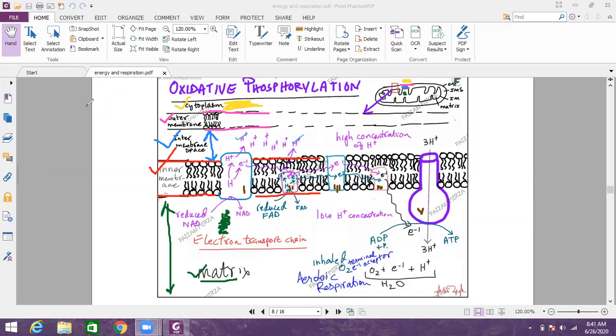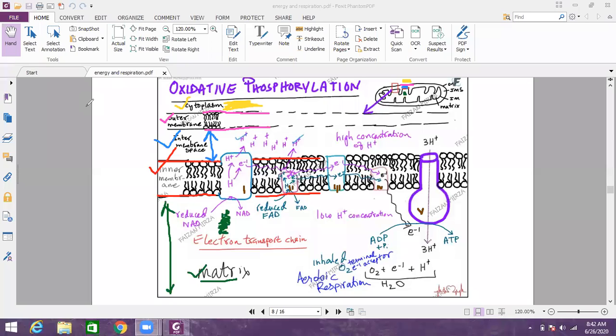Eventually the electrons fall into the matrix, and inside the matrix there is inhaled oxygen. Electron gets added to the inhaled oxygen, and we say that inhaled oxygen serves as the terminal electron acceptor, and this is aerobic respiration occurring. Now as the electrons were moving down the electron transport chain, they were losing energy.